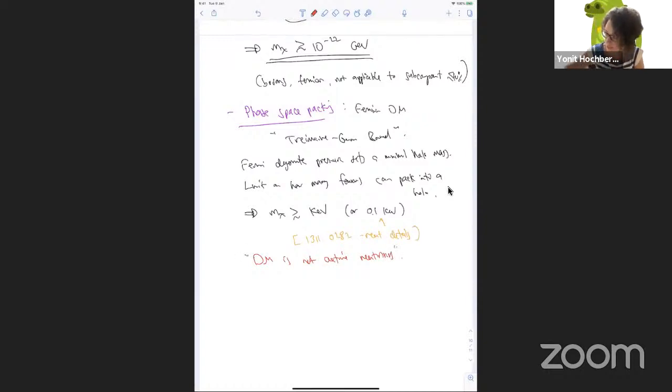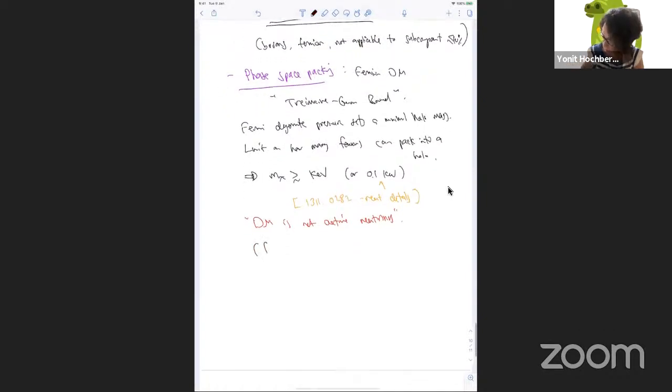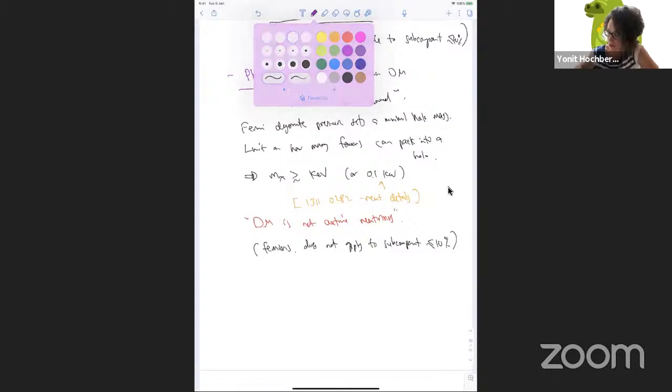And again, listing what type of particles this applies to. As we said, this one doesn't apply to bosons, but it does apply to fermions. It doesn't, again, apply if I have a subcomponent of dark matter, which is less than 10% of the dark matter abundance. So it does not apply to a subcomponent that has, ballpark, less than 10%. Okay, so that is bound number 2 on the mass.